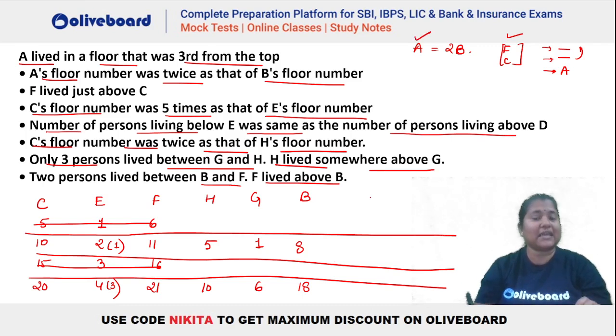Now we know that A has to be twice of B, right? So in the first case, A will be equal to 16. And in this particular case, A will be 36. Now is 36 a possibility?